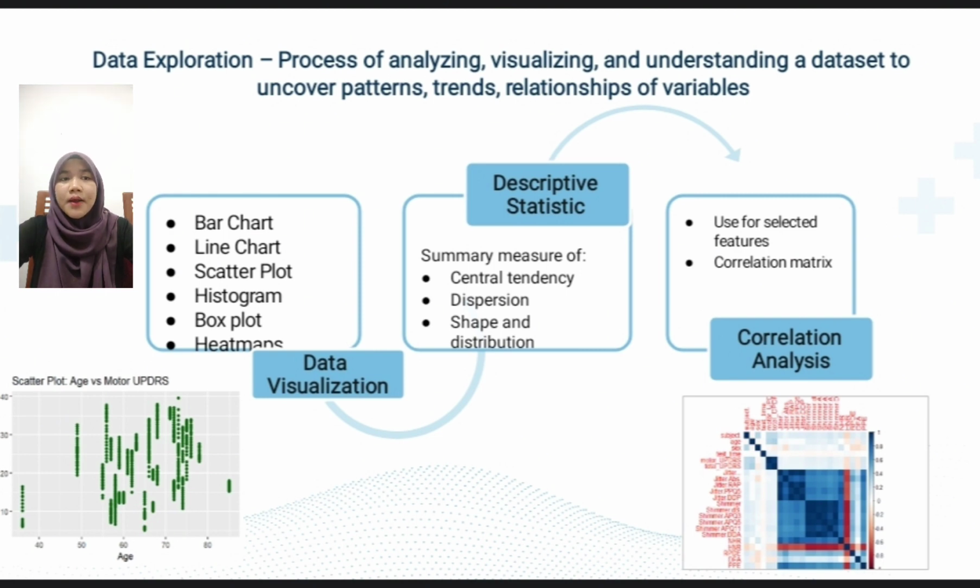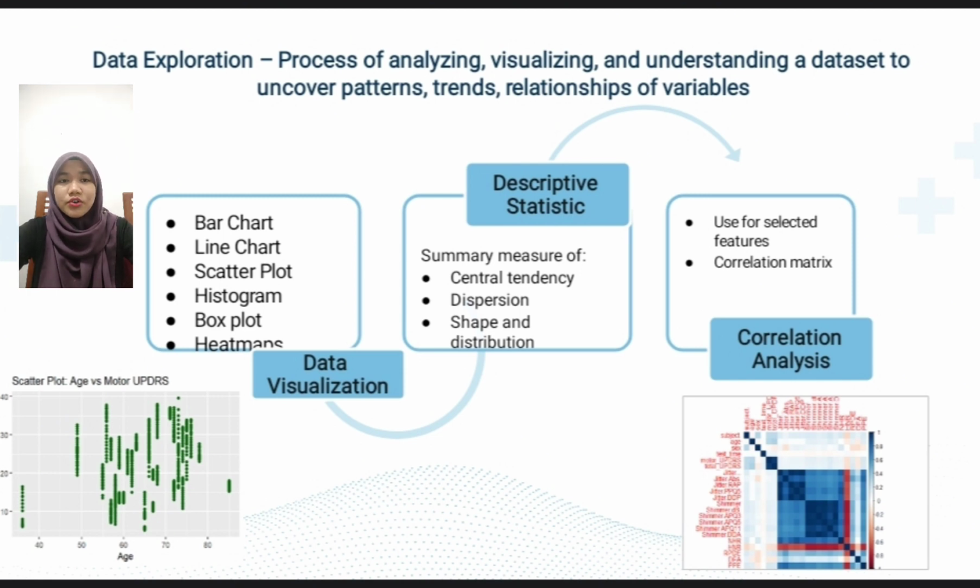In our project, we mostly use scatter plots and histograms to compare two variables. For example, a scatter plot of age versus Motor UPDRS. From the scatter plot, we can identify patients having higher scores at the age between 50 to 70 years.